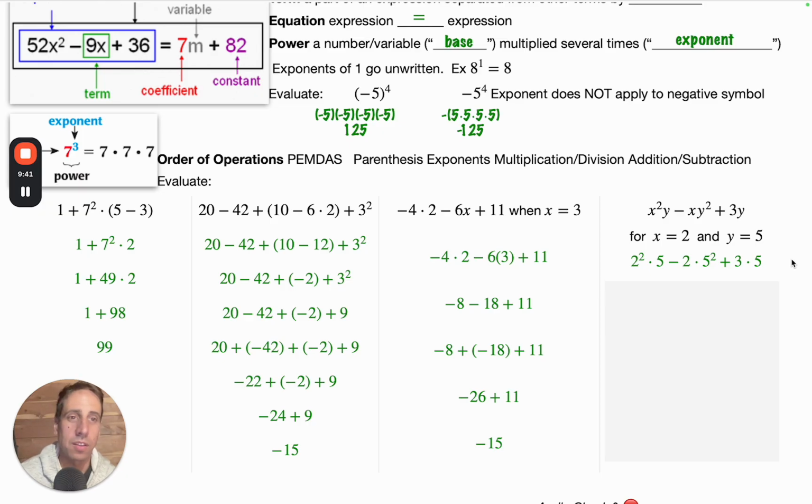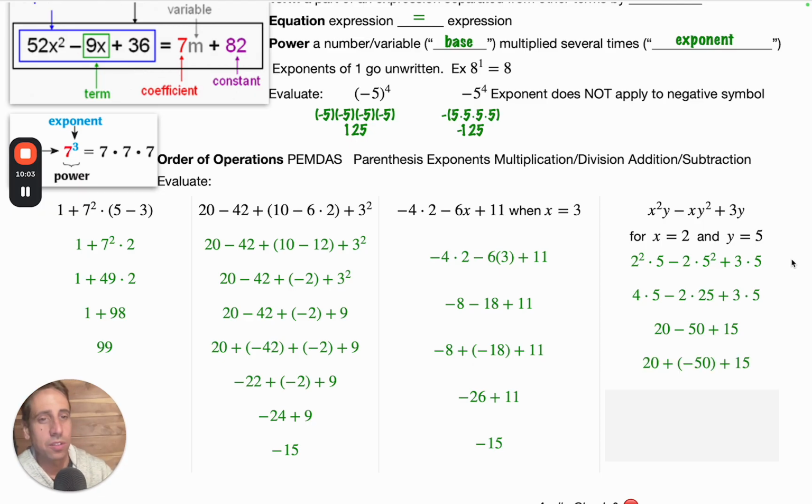All right, let's get rid of those exponents. Make one change and recopy. 2 squared is 4. 5 squared is 25. Is that really 2 changes? That's fine. Next, I'm going to do the multiplication. So 4 times 5 is 20, 2 times 25 is 50, and 3 times 5 is 15. And then I'm going to change the subtraction to addition because it's just a lot easier for me to think about. So we keep the 20, change the subtraction to addition, and flip the positive 50 to a negative 50. 20 plus negative 50 plus 15.